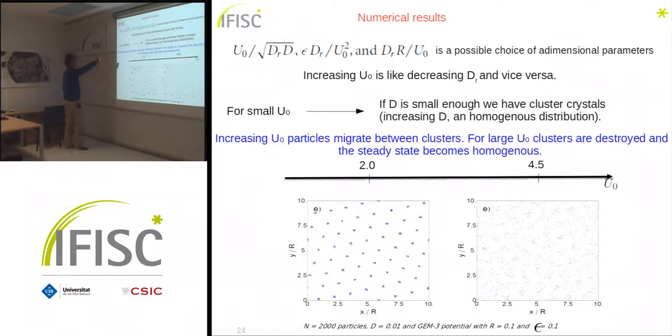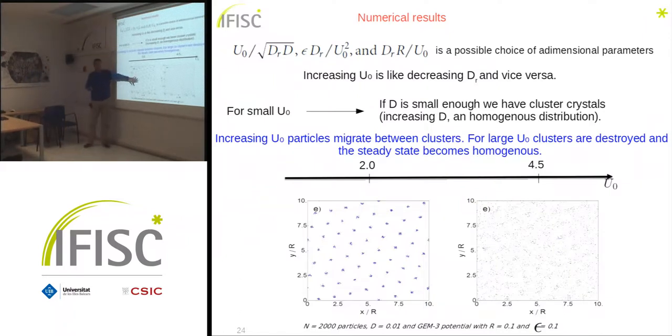You can somehow say that the relevant parameters in the system are the activity, or the self-propulsion modulus of the velocity, or whatever. But you can form these three dimensional parameters. Essentially, again, you have the translational and the rotational diffusion. Essentially, increasing the persistence is like decreasing the rotational diffusion. Okay? And then numerically, what do we see?